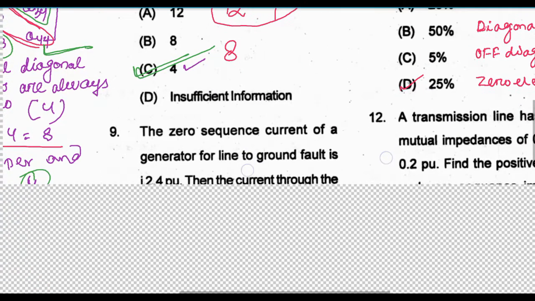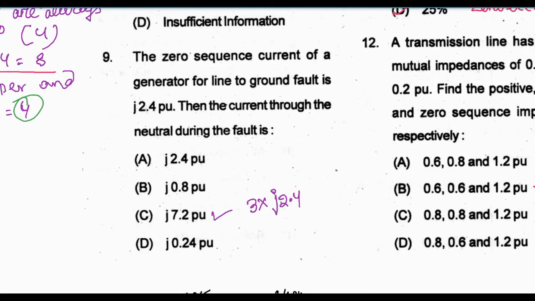So next question: the sequence current of a generator for a line to ground fault is j 2.4 per unit. Then the current through the neutral during the fault is? Here the zero sequence current is given, and we have to find the current through the neutral. So this is simply 3 into the zero sequence current, 3 into j 2.4, which is equal to j 7.2.